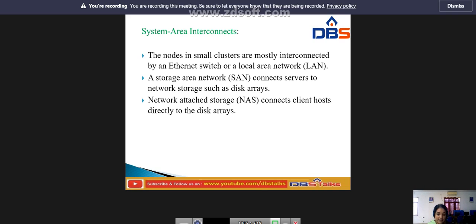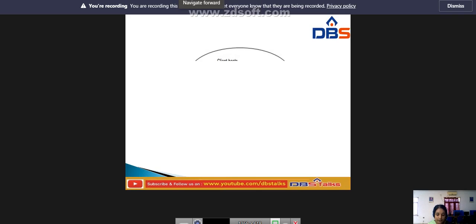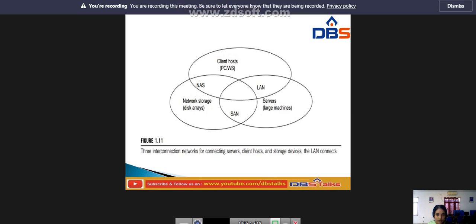All three types of networks appear in large clusters built with commercial network components. If no large distributed storage is needed, a small cluster could be built with a multi-port gigabit Ethernet switch plus copper cables to link the machines. So all three networks, this is the diagram. All three networks are commercially available. This is the client host and network storage server.